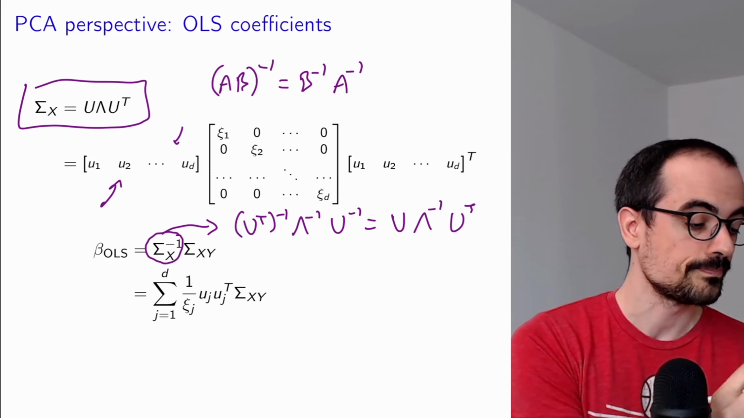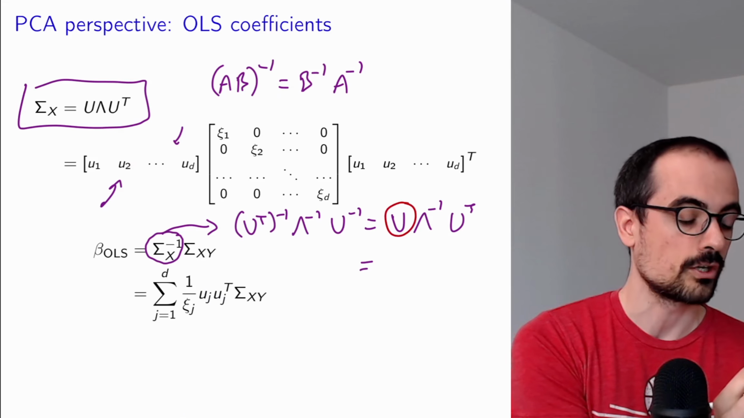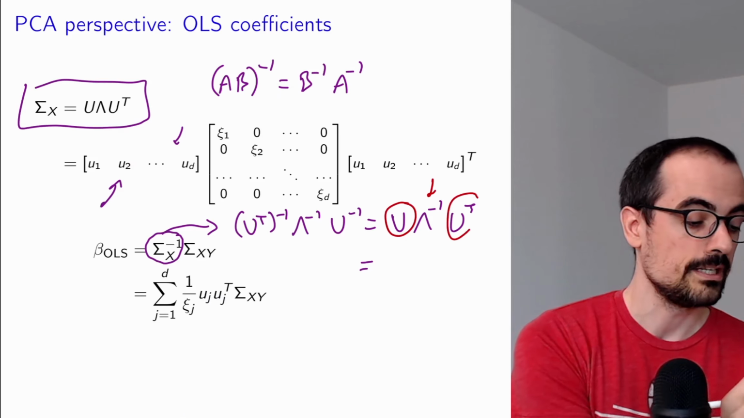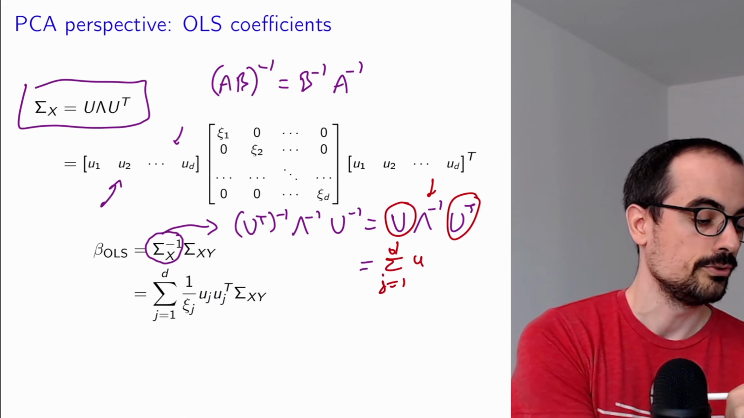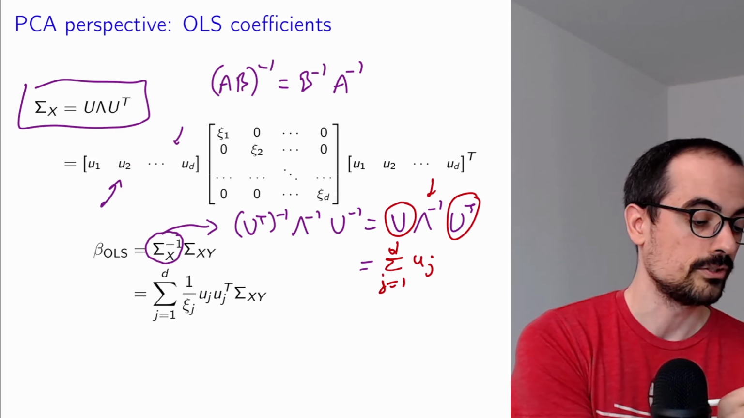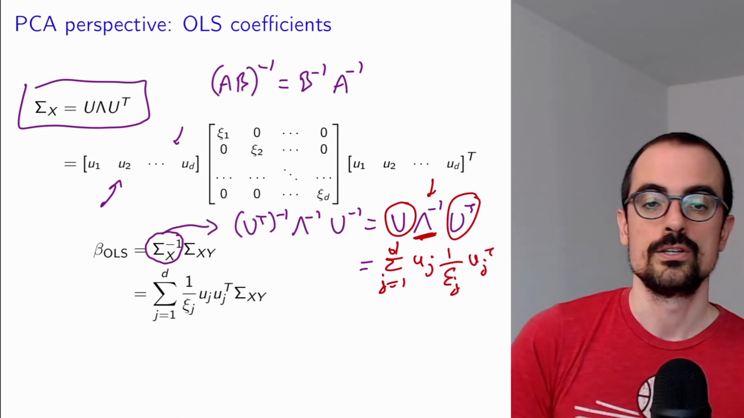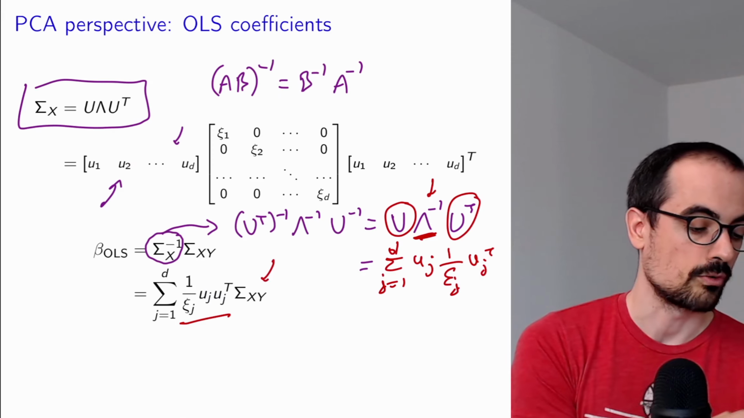This can actually be written as each of the columns of this matrix times the corresponding entry of the diagonal of this matrix times each of the rows of this matrix. So we can write it as the sum over j from 1 to d of u_j times the corresponding entry, which is 1 over xi_j, times u_j transpose. And that's where this comes from. All right, and that hits the cross covariance.